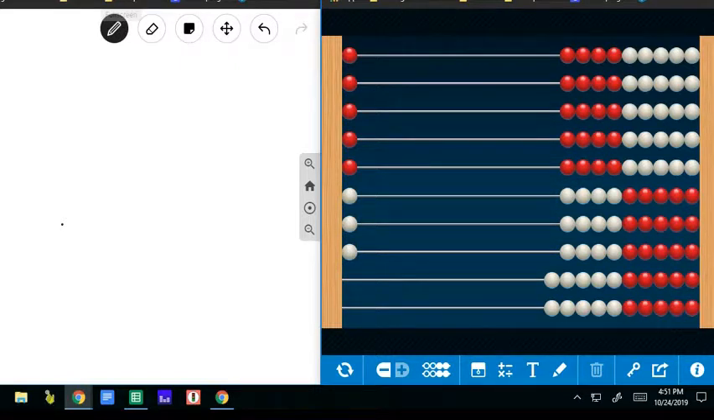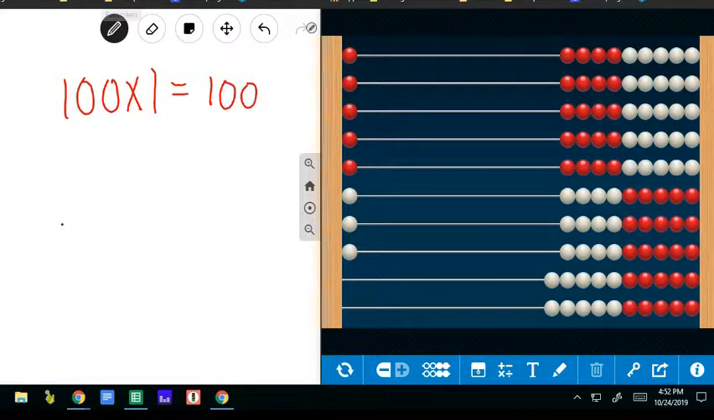Doesn't matter if you're multiplying even a large number like 100 times 1. You're still saying that you have 100 groups of 1, which would equal 100. Or one group of 100, which would still equal 100. So the other factor that's not 1, that's also going to be your product.